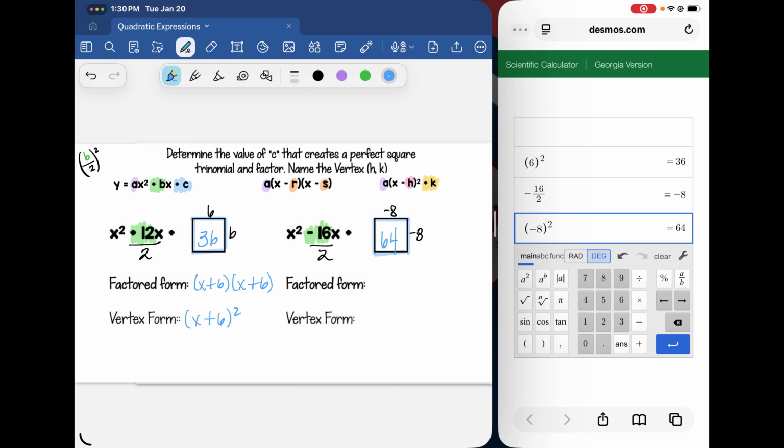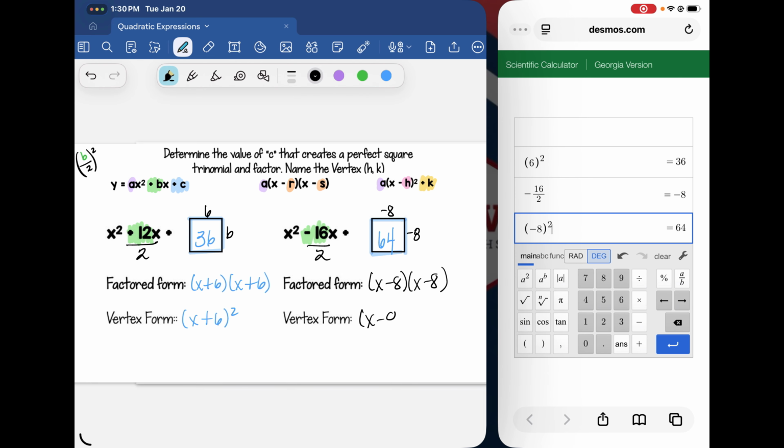What would my factored form be? Because I have two negative 8s on the side of my box, x minus 8 times x minus 8. And what would my vertex form be? Because I have two of the same binomials, x minus 8 squared.